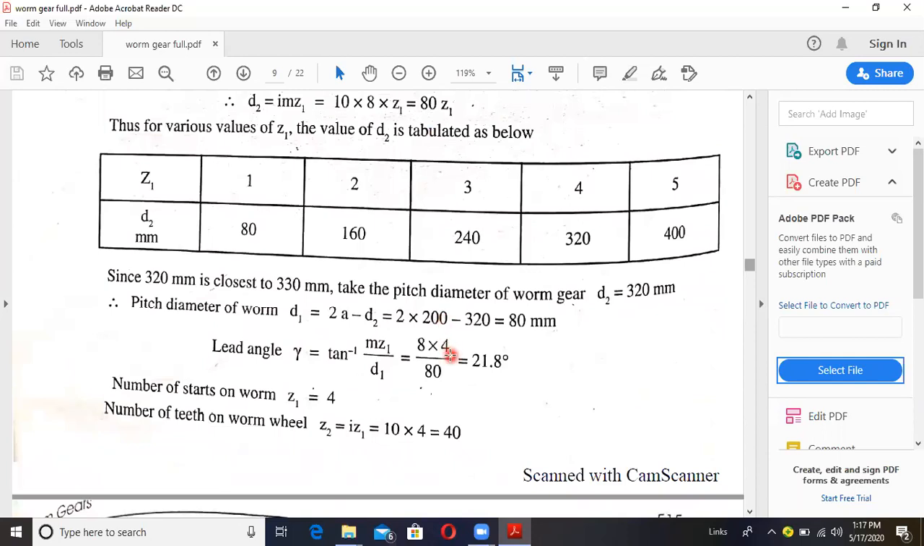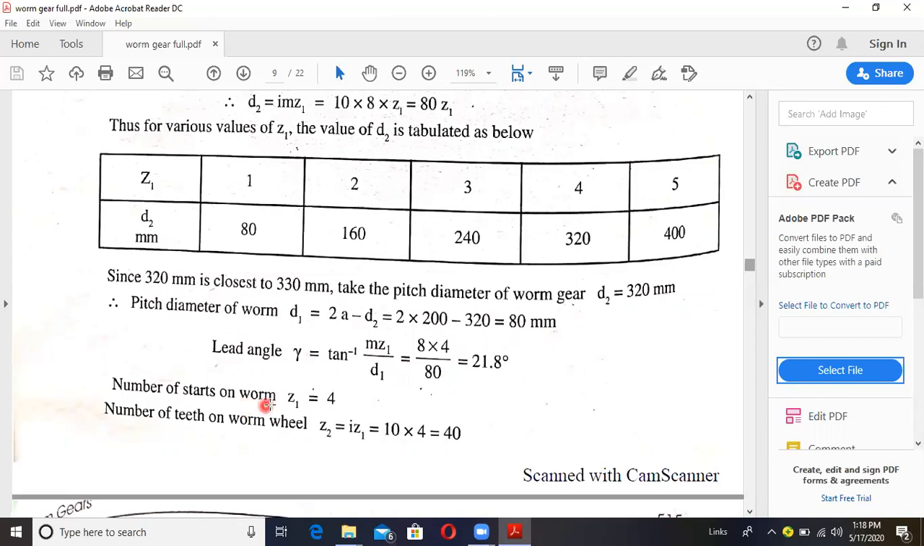How did you get Z1 is equal to 4? Can you tell? D2 is equal to 320. See, in the table, we got D2 is equal to 320, right? For this D2, in the first row, we have Z1. For which one did we get it? For 4 threads. Therefore, Z1 is equal to 4. Substitute and calculate gamma. Gamma is equal to 21.8 degrees. That is nothing but the lead angle, and so we have calculated gamma.